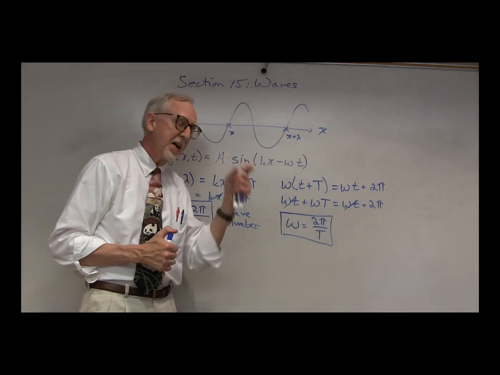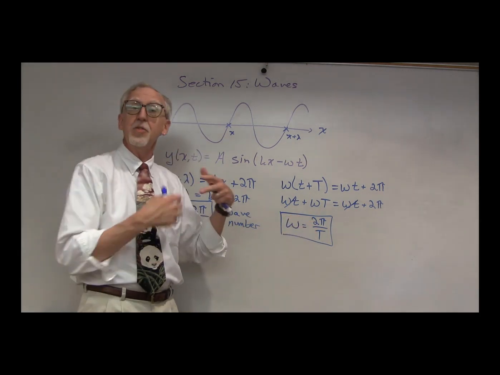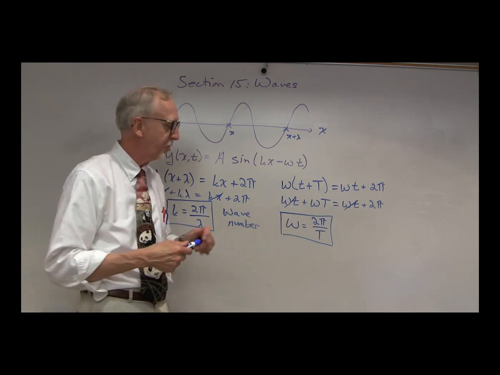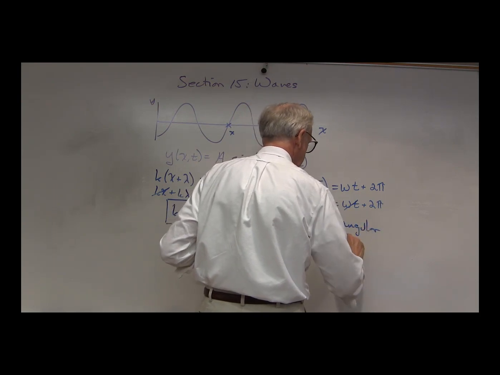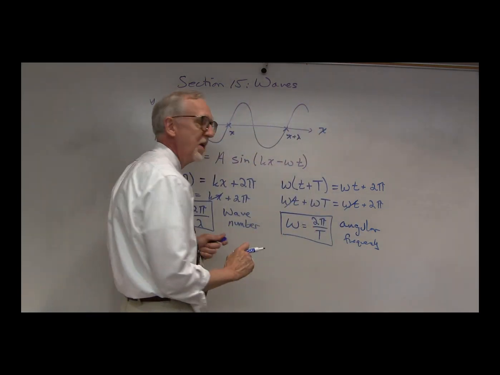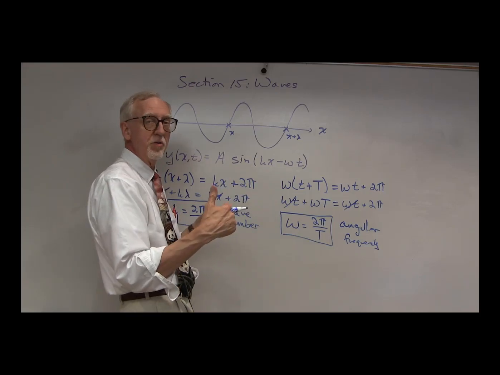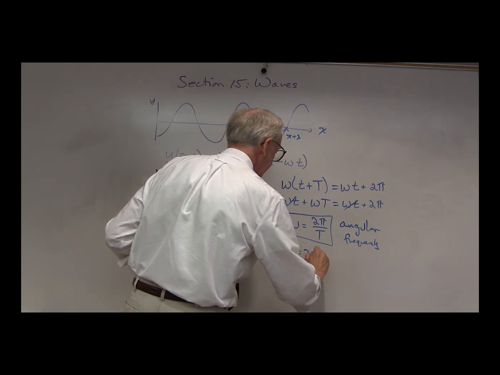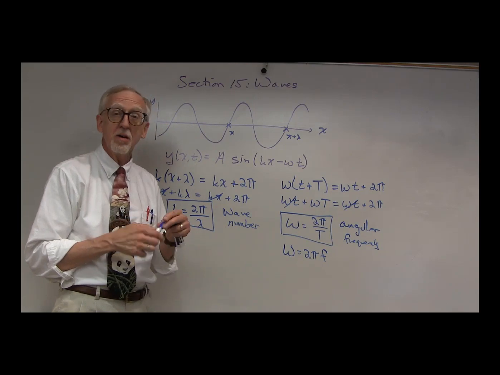And again, what does this tell us? Omega tells us the number of radians per second that the wave has. And that's exactly what we talked about before. That's the angular frequency. Great. We can also relate that 1 over T is the ordinary frequency f, so we also have omega equals 2 pi f. The relationship between the angular frequency and the ordinary frequency.